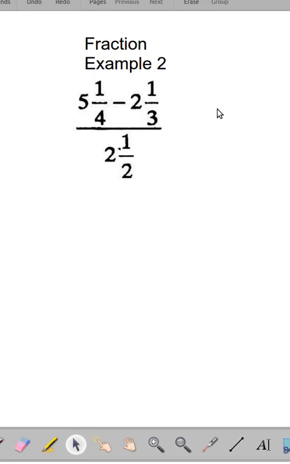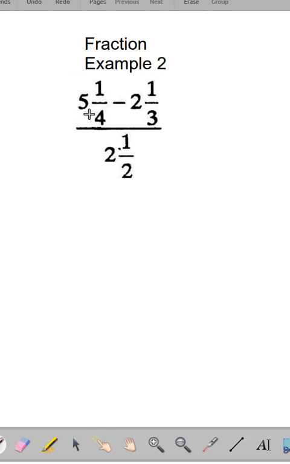Let's look at another example of a fractions question. It's a CSEC past paper question on fractions. You have 5 1/4 minus 2 1/3 divided by 2 1/2.